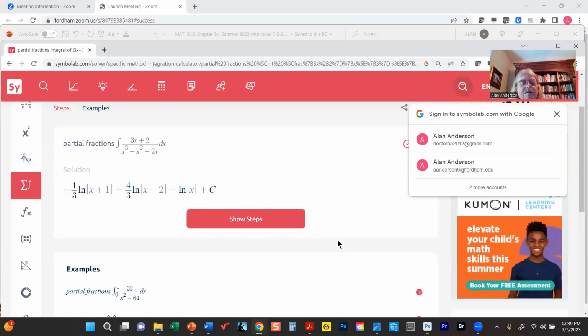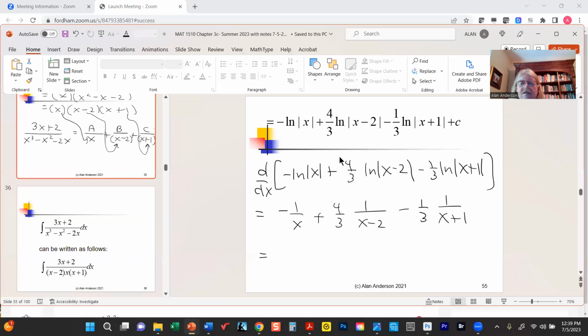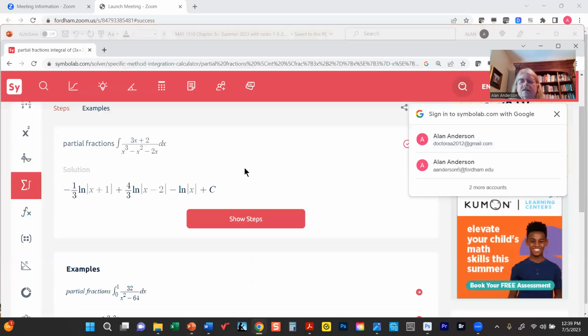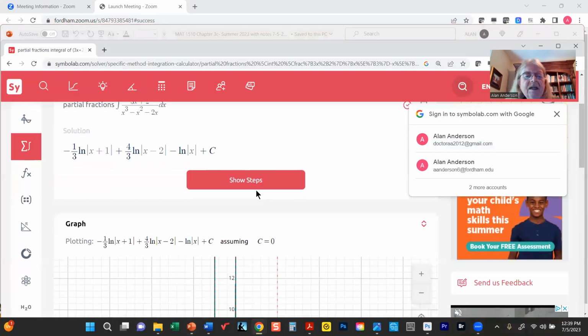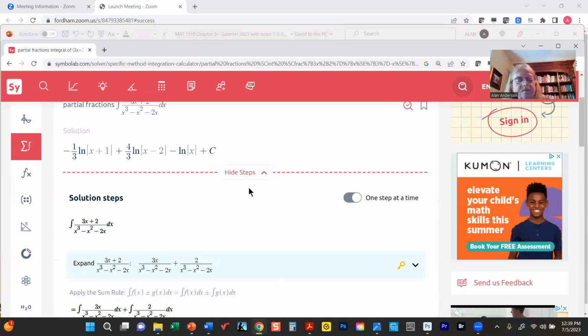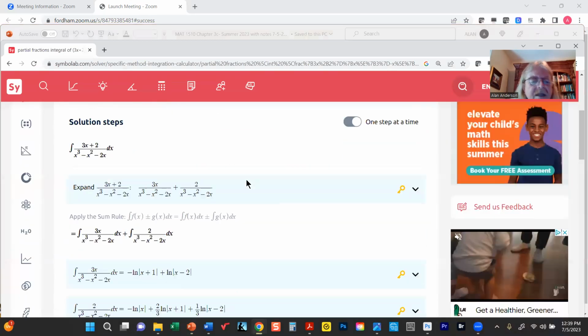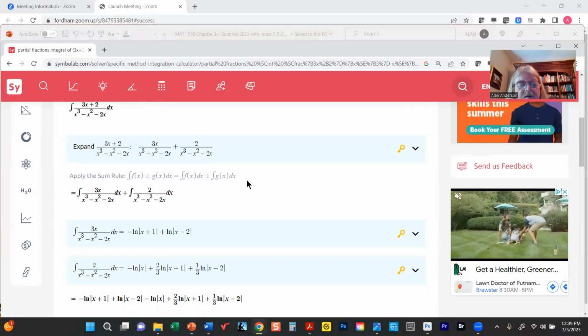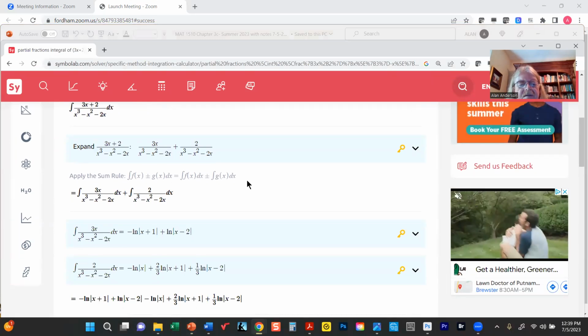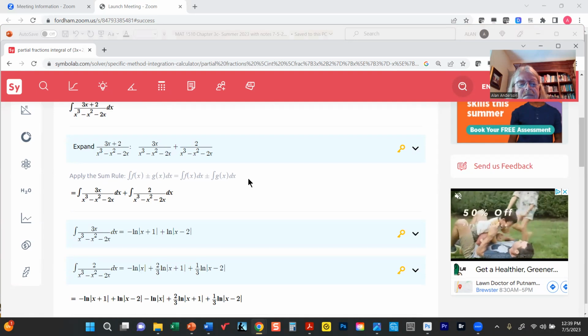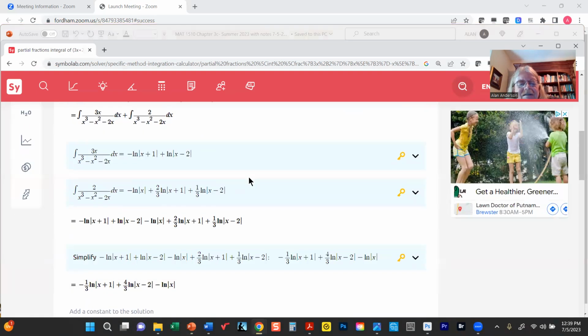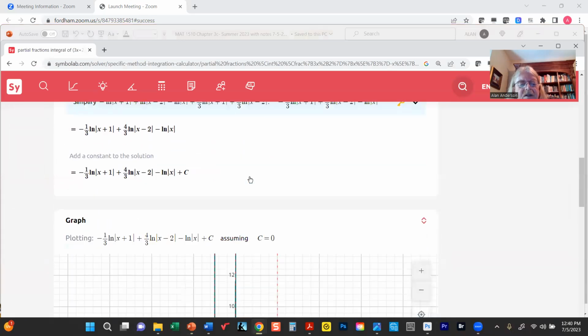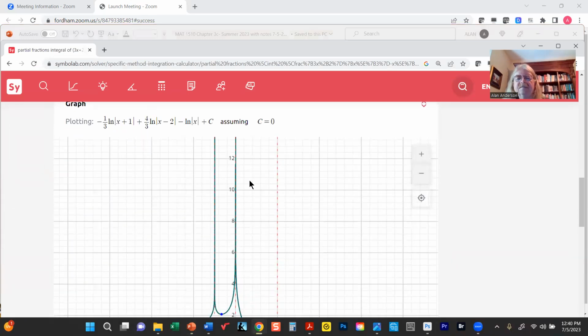All right. Negative a third log x plus 1 in absolute terms, 4/3 x minus 2, negative log x. There you go. And not only that, but they're offering to show the steps. Now, again, they may do it slightly differently, but you'll ultimately get to the same place. Yeah, well, their explanation is a little strange, but there it is. Okay.